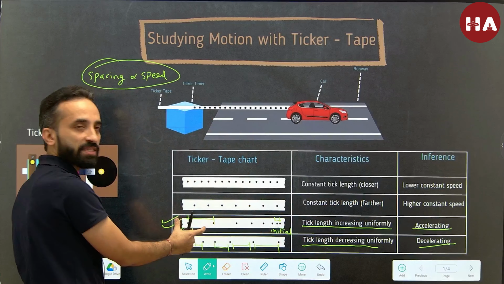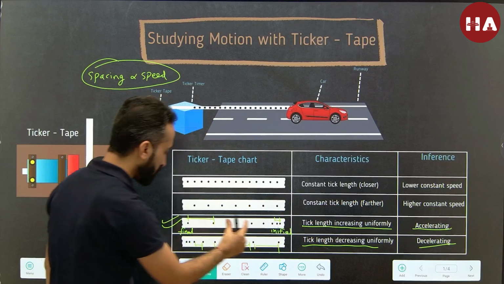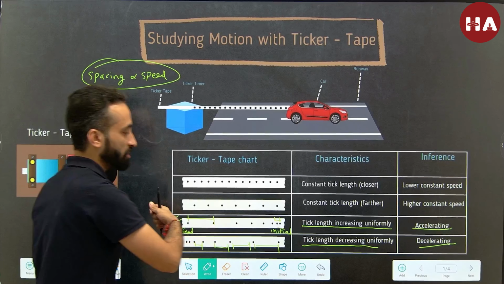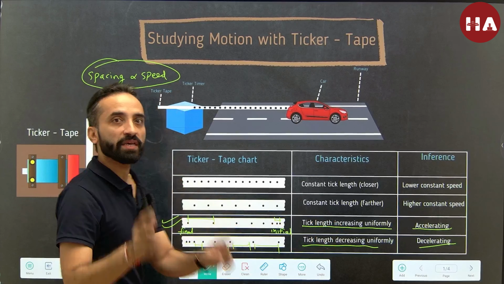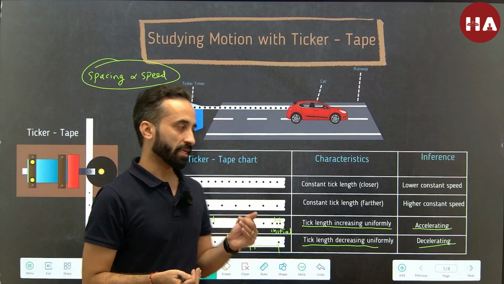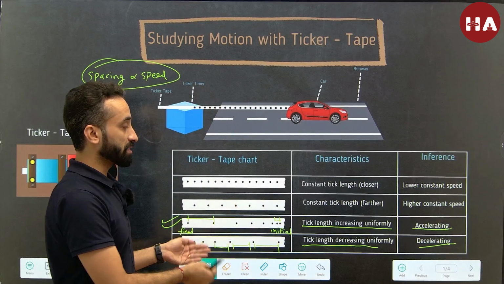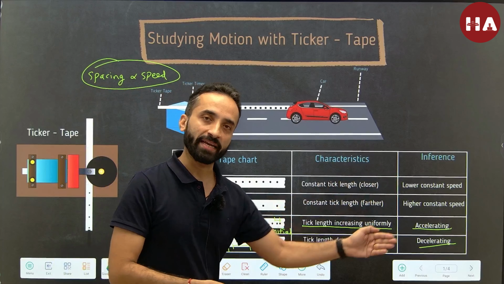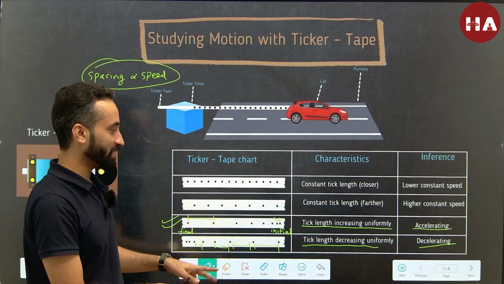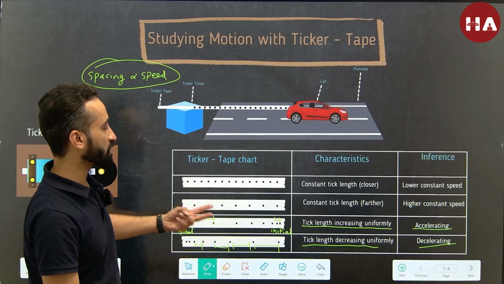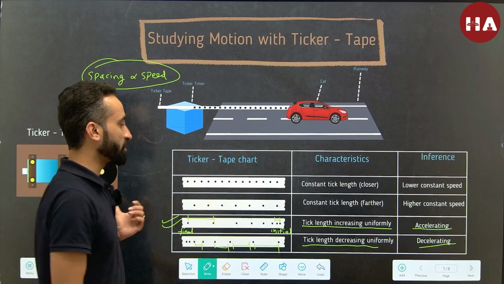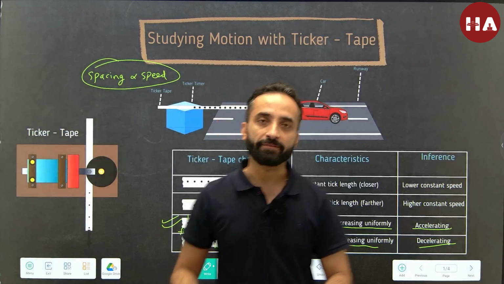Spacing less, spacing more, then spacing less. So this is when it's moving towards the right. So be careful whether in the question the ticker tape analysis diagram is given for an object moving towards the right or towards the left. Can you imagine? Then these will be just opposite of each other if the object is moving towards the left.